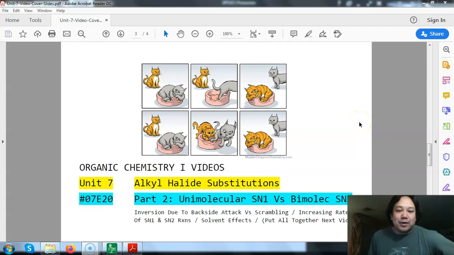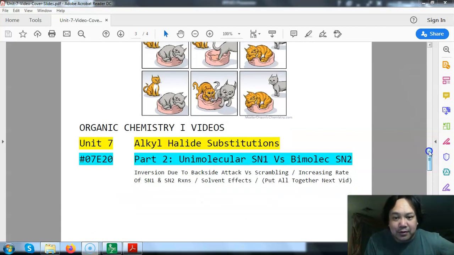Hi everyone. We are continuing our comparison of SN1 and SN2 mechanisms in substitution reactions, and this is part 2. If I could get through all of these other features of SN1 and SN2, for instance, stereochemistry, how the type of alkyl halide can affect the rate, solvent effects, then we'll be able to put everything together in the next video.